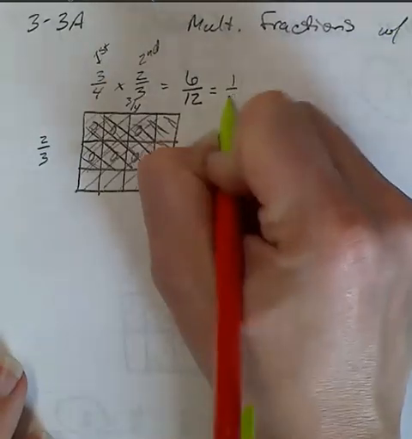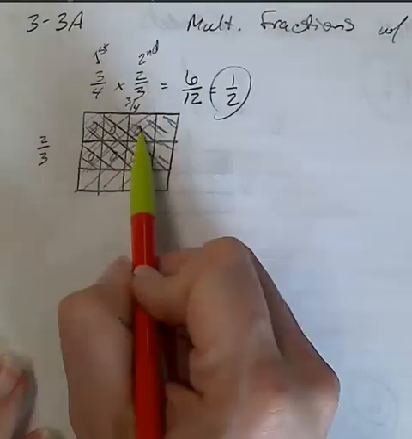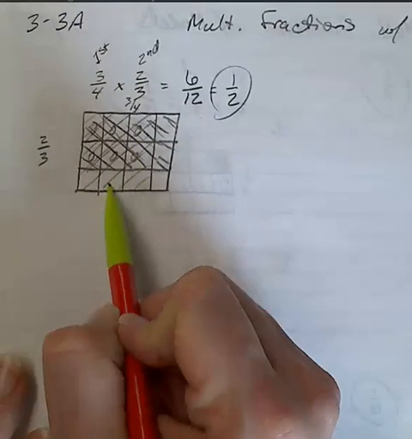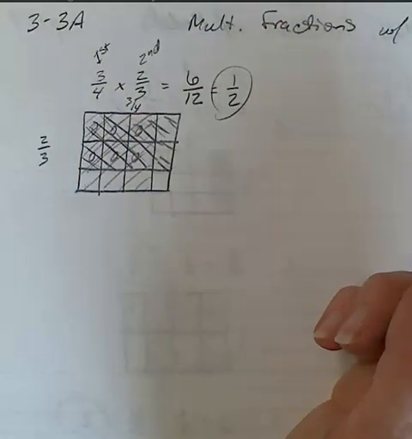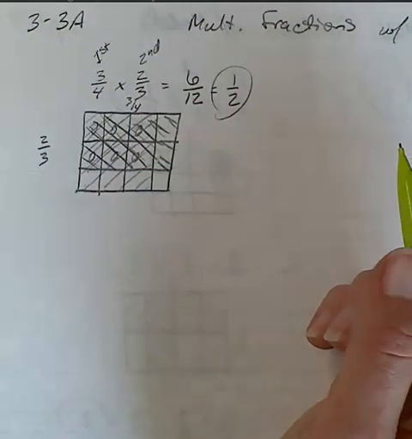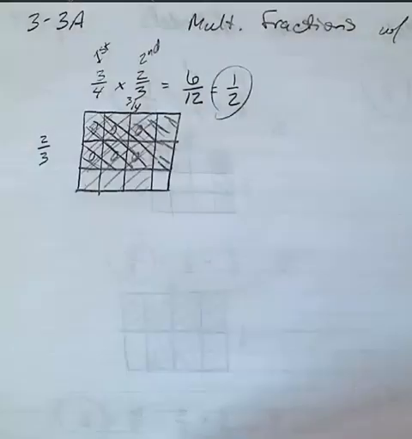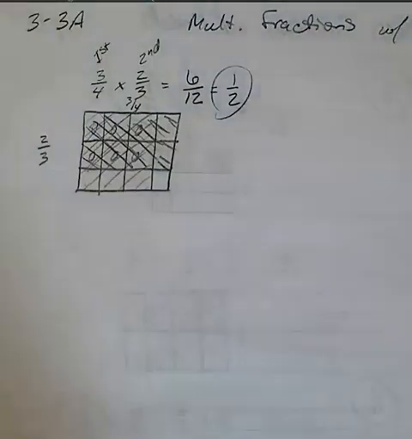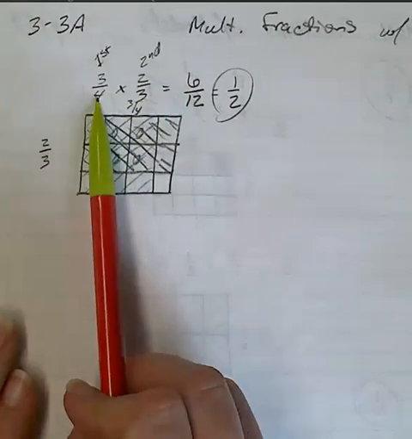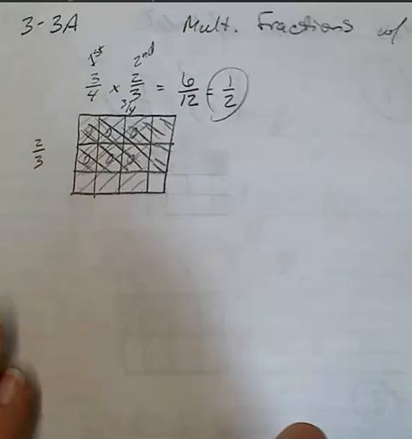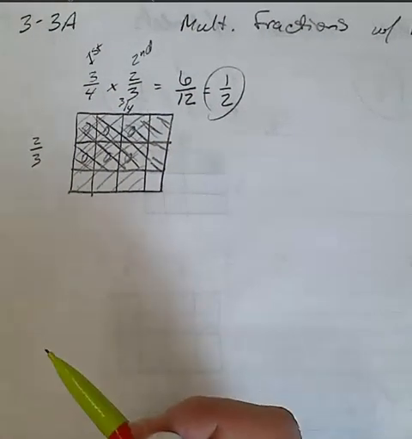1/2. Because I could take this piece and move it here, and this piece and move it here, and end up with half of my box colored in. One of the two equal sized pieces. And so, you and I both know that when you were in elementary school, they said numerator times numerator is numerator, denominator times denominator is denominator. I know that. We're doing easy ones today where you should be able to get the right answer.